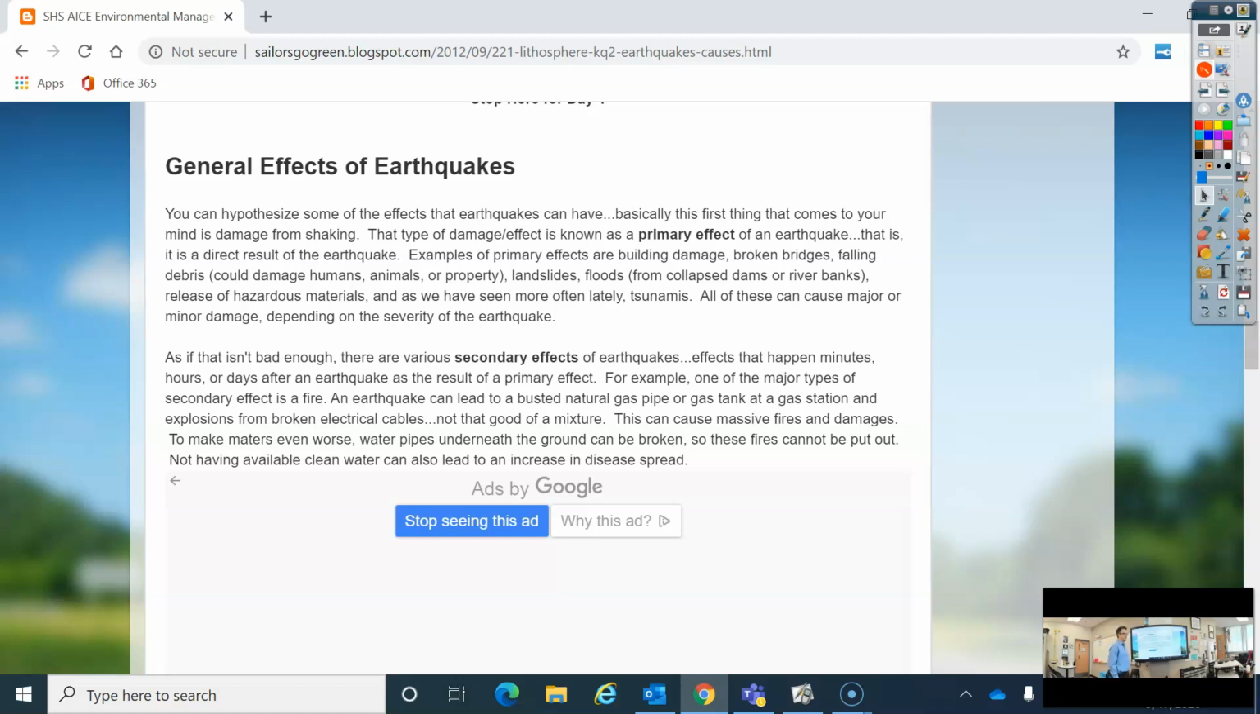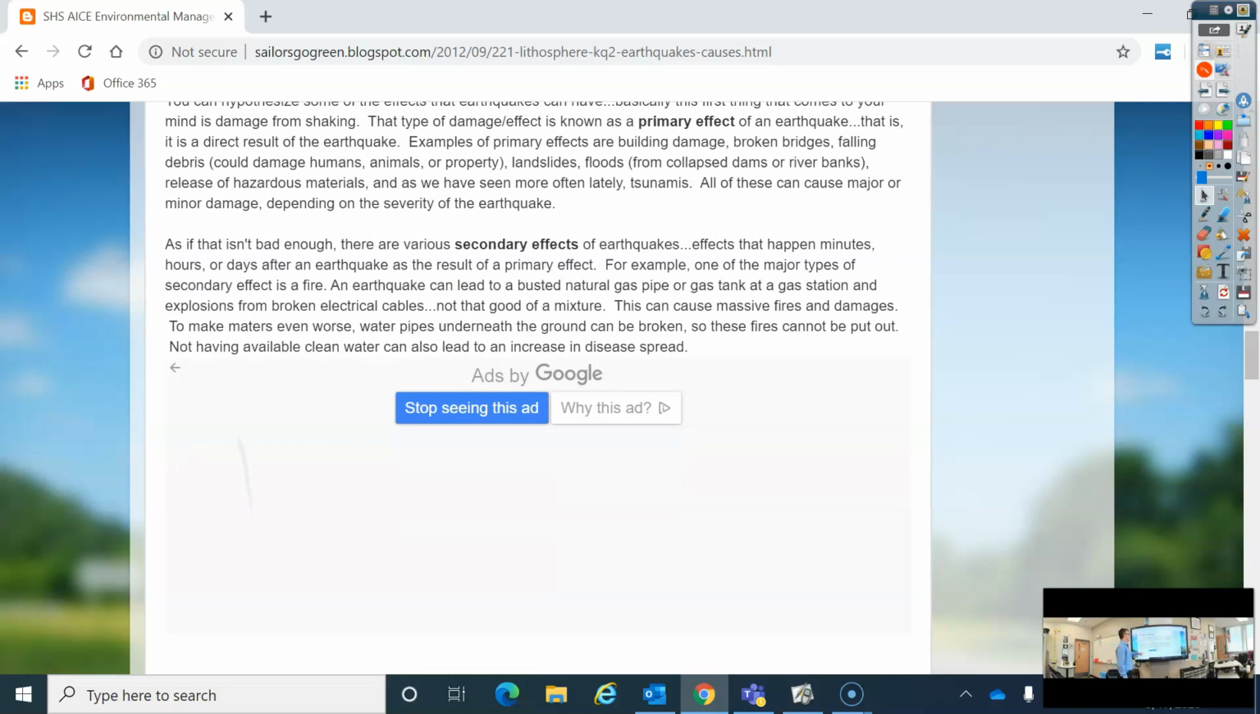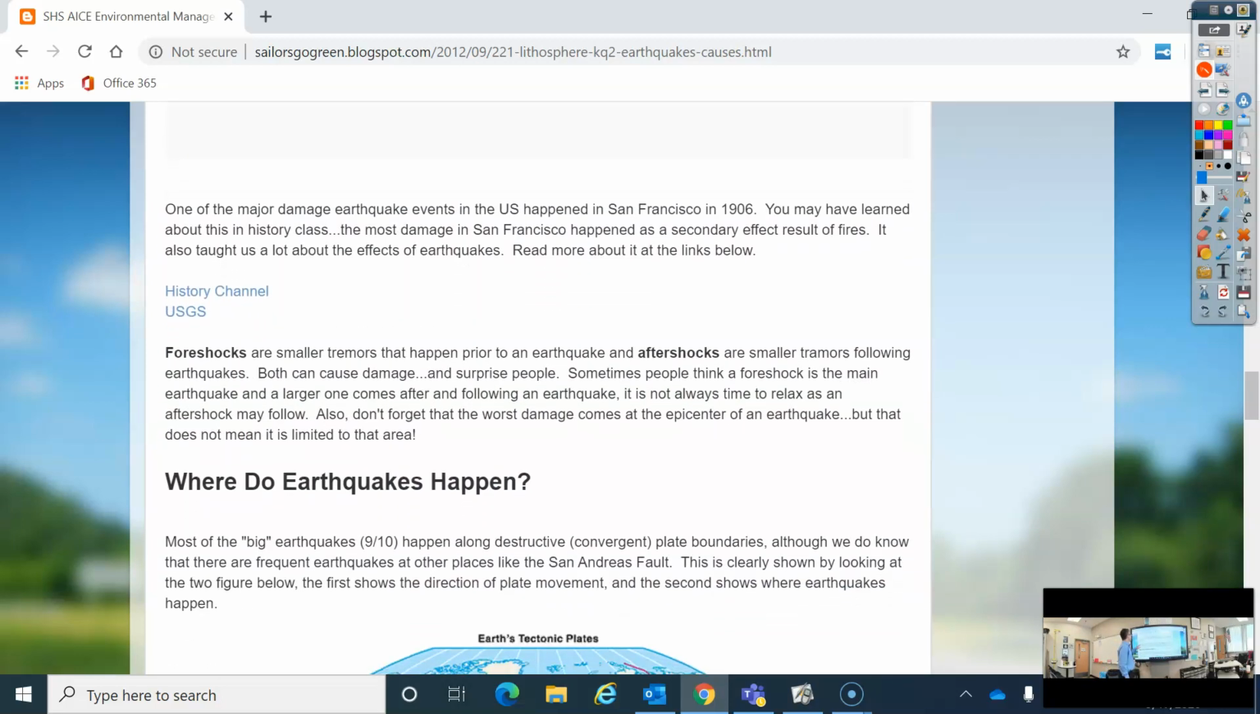And then to make matters even worse, a primary effect could be that the water pipes were burst. The secondary effect is you can't put out the fire because the water pipes were burst by the earthquake. And not having available clean water can lead to another secondary effect, which could be disease being spread because you don't have clean water. One of the major damaging earthquake events in the U.S. happened in 1906. Maybe you heard about it in history class, but that was more a secondary effect with fires than the primary effect. And I would like you to go to the blog and actually take a look at that earthquake.